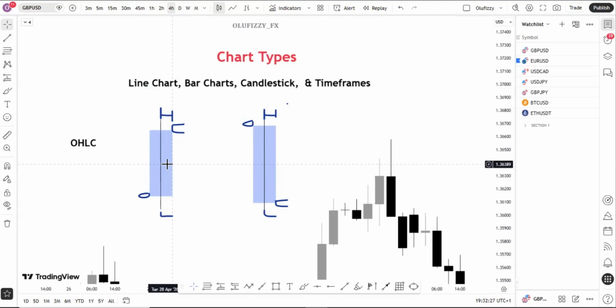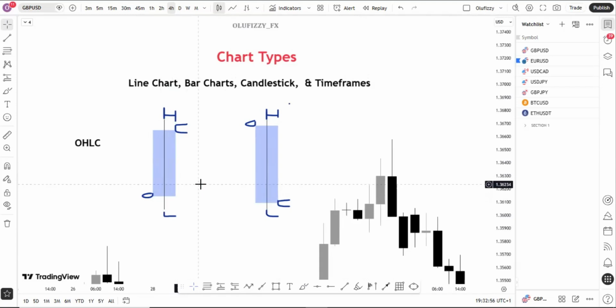And another thing candlesticks can help you with is to identify a reversal pattern. We have different types of candle patterns, reversal patterns. We have continuation candlestick patterns. So we have different kinds of candlestick patterns. So that is what we have for the candlestick and time frame.